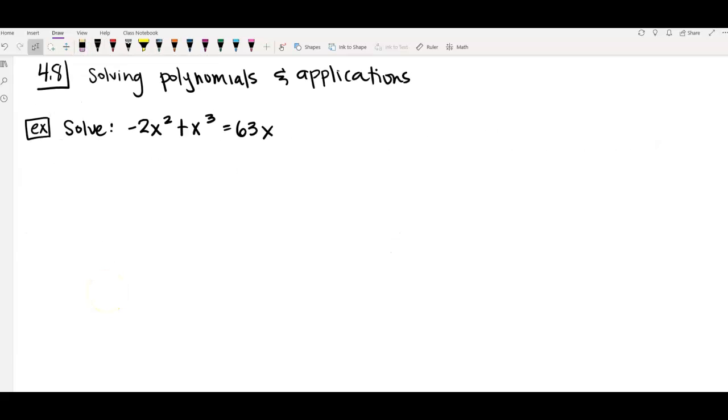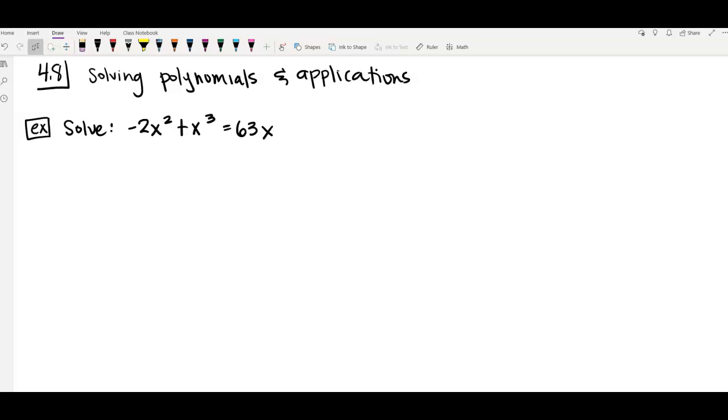Okay, let's look at one solving polynomial problem here from 4.8, and then we'll take some questions on some of the applications that you want to work on for this. So on this, whenever you're solving these polynomials, you want to make sure that you're putting them in descending order, and you want everything on one side of the equal sign. So basically you need to get it set equal to 0.